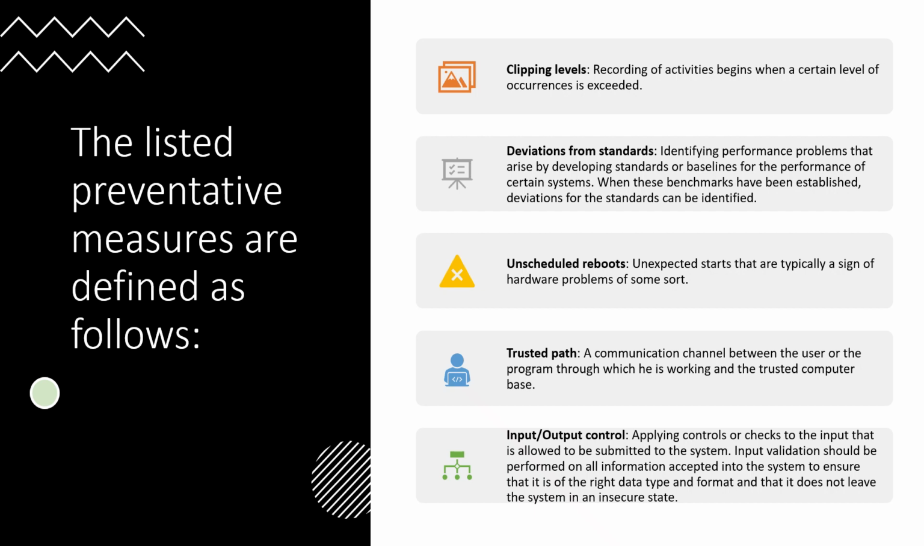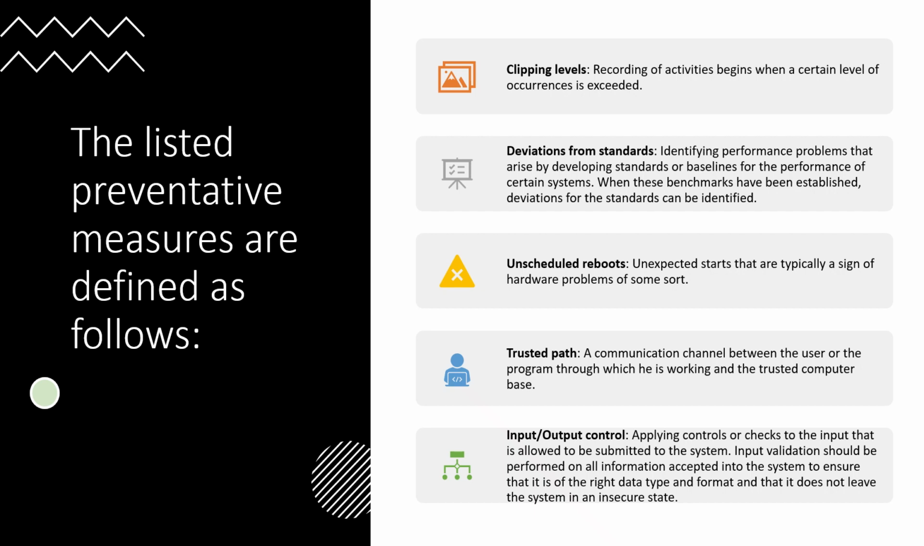The listed preventative measures are defined as follows. Clipping levels: recording of activities begins when a certain level of occurrences is exceeded. Deviations from standards: identifying performance problems that arise by developing standards or baselines for the performance of certain systems. When these benchmarks have been established, deviations from these standards can be identified. Unscheduled reboots: unexpected restarts that are typically a sign of hardware problems of some sort.